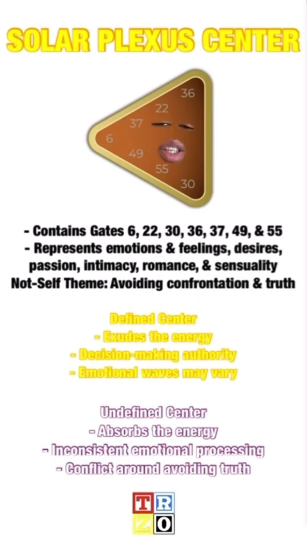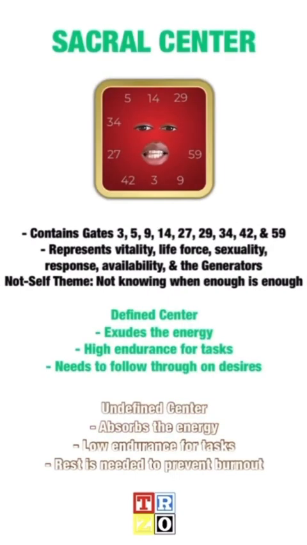Onto the Solar Plexus Center. It contains gates 6, 22, 30, 36, 37, 49, and 55. It represents emotions and feelings, desires, passion, intimacy, romance, and sensuality. It's like Taurus and Leo if they had a child. Not-self theme, avoiding confrontation and truth. It's giving a lower vibration of Scorpio. When defined, you have an authority in decision-making. Emotional waves may vary, batteries sold separately. When it's undefined, you may avoid the truth, which may cause conflict with other people. You may be inconsistent with emotional processing. Moon and Cap.